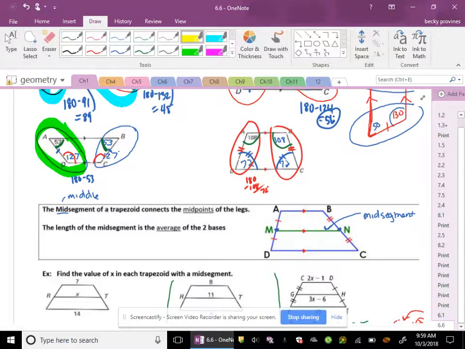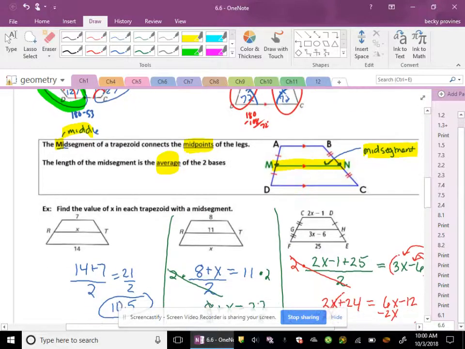The mid segment, which of course means middle, the middle segment of a trapezoid connects the midpoints of the legs. So this segment in the middle is just the mid segment. That's the vocab word, and it connects the midpoints. So if I wanted you to tell me the length of it, it's simply the average. Notice I wrote that here. The length of the mid segment is the average of the two bases.